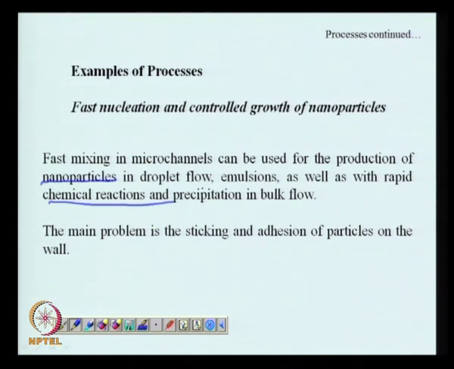But the main problem of production of nanoparticles or any particles in flow, for example in a microchannel, would be that once the particles are formed, the tendency of the particles would be to go towards the wall, stick to the walls, and create a nucleation point for further accumulation of particles around that, and thereby form a bigger particle or a cluster of particles that will start to affect the flow, and they will increase the heat transfer.